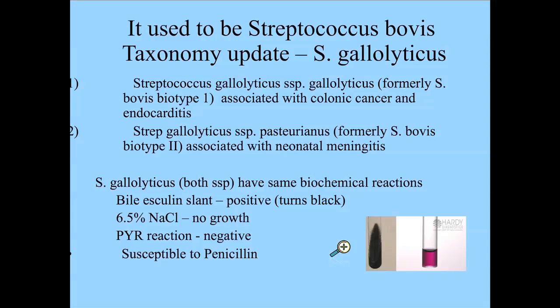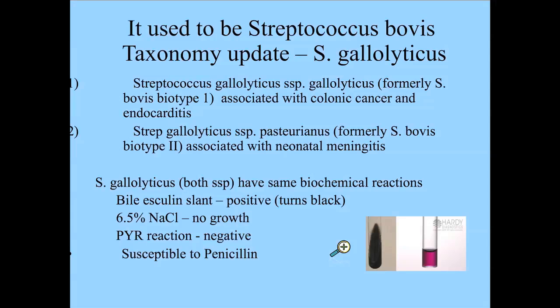Both of the gallolyticus subspecies have the same biochemical reactions. The bile esculin slant, which is shown in the picture with the plus sign, turns black. This is a precipitin product onto the bile slant. That's a positive bile esculin slant. And then there is no growth in the 6.5% salt broth. The PYR reaction is negative.